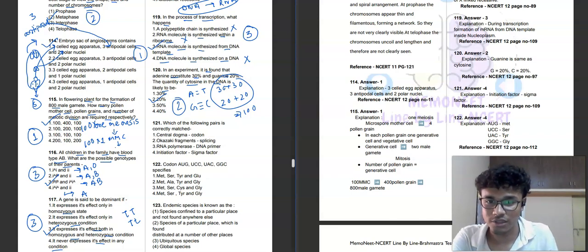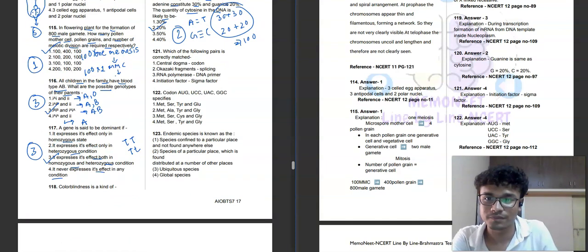Moving towards the next question, 121. It is saying which of the following pairs is correctly matched? Central dogma is codon. Central dogma, we know that DNA to RNA, RNA to mRNA, that is RNA to protein. So that is the central dogma. Codon is a different concept. So first option is not correctly matched. Second option, Okazaki fragment, splicing. Okazaki fragment basically you can see in DNA replication. So it is not associated with splicing. It is also not correct.